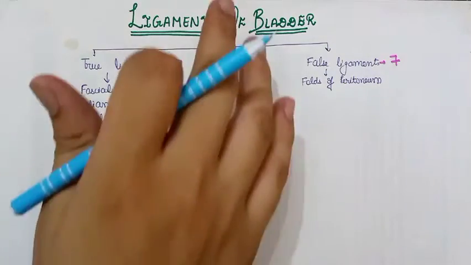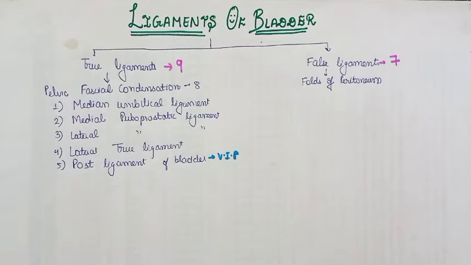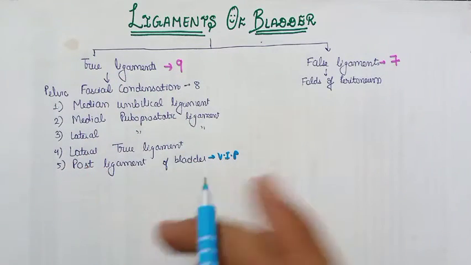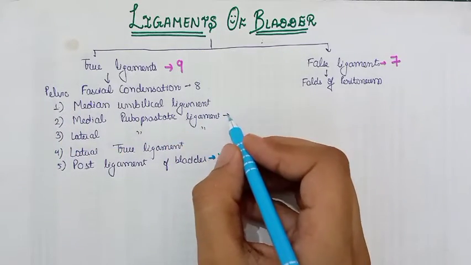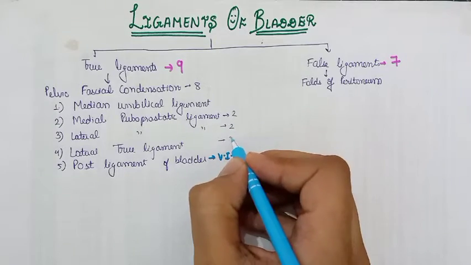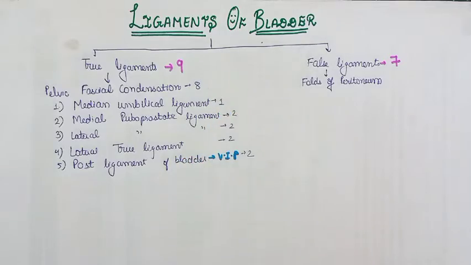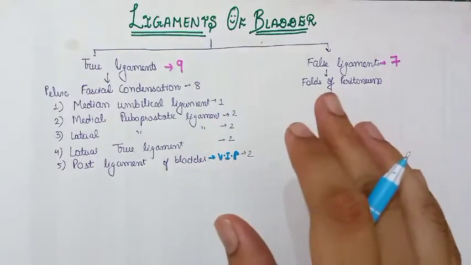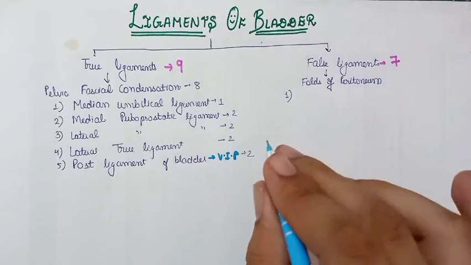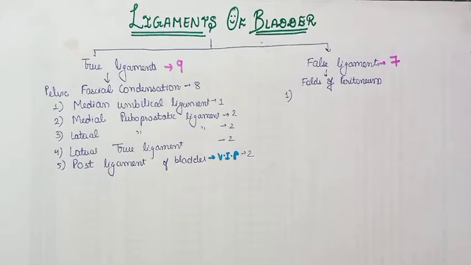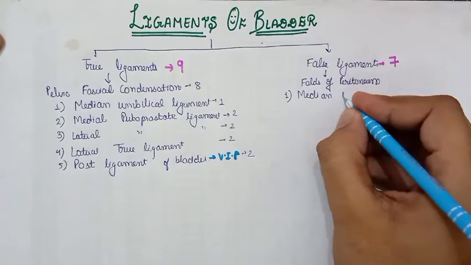So like this we have completed all the true ligaments of the urinary bladder. But you might be thinking that there are only 5. You will be surprised to know that except the median umbilical ligament, all ligaments are 2 in number. So 2, 4, 6, 8 and the one here, 9. Now it's time for the false ligaments. There are in total 7 false ligaments, which are the median umbilical fold. So first we have the median umbilical fold.